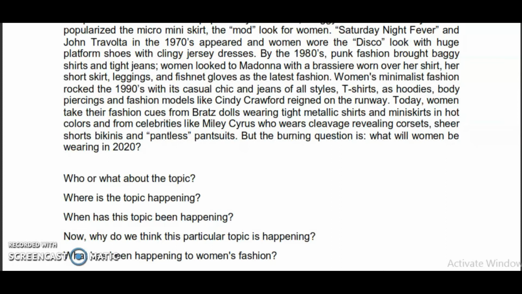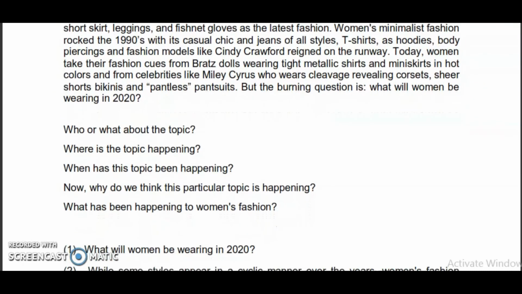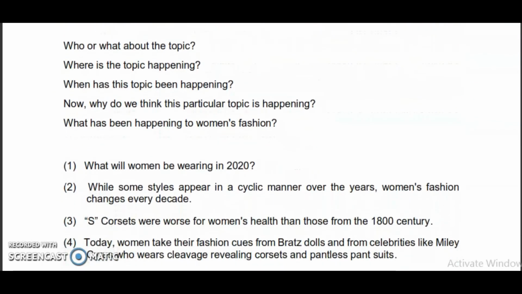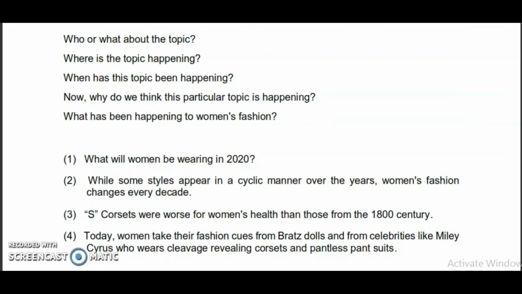Alright, now let's pretend you are in a task and you have these multiple choices. You have to choose the one that you think is the best implied main idea. Option 1: what will women be wearing in 2020? Option 2: while some styles appear in a cyclic manner over the years, women's fashion changes every decade.